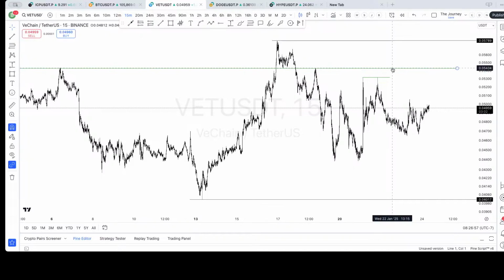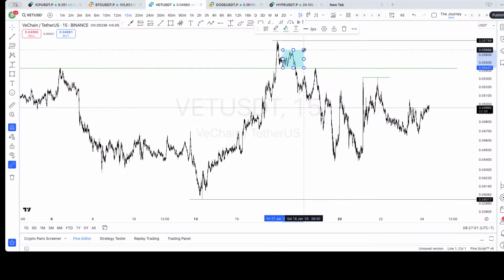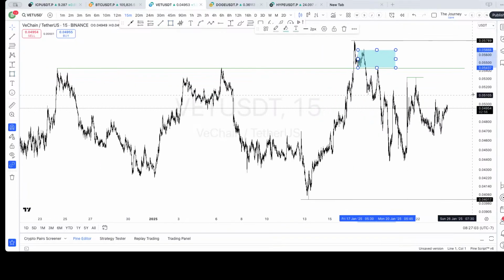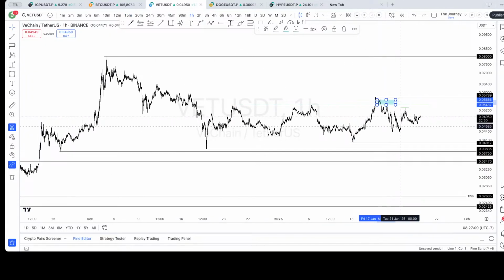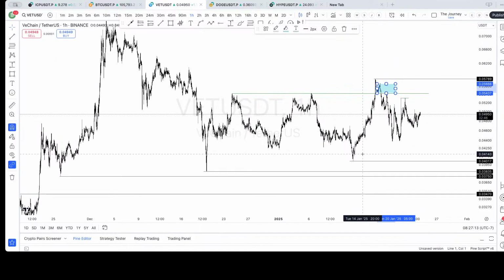But I'm not so convinced that it is nowhere, it's not even close to an area that I would want to touch. No, this has got the same problem as so many other charts.